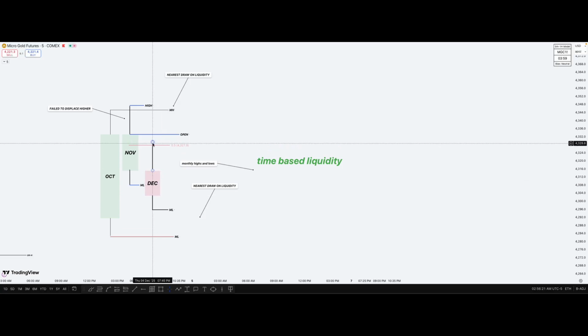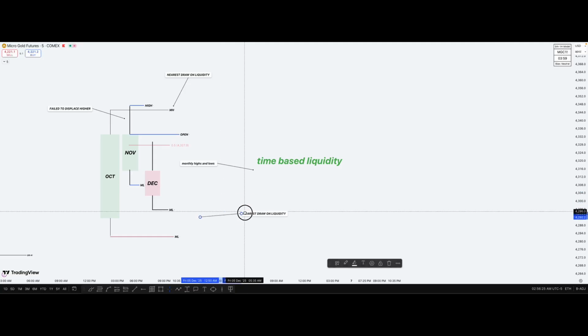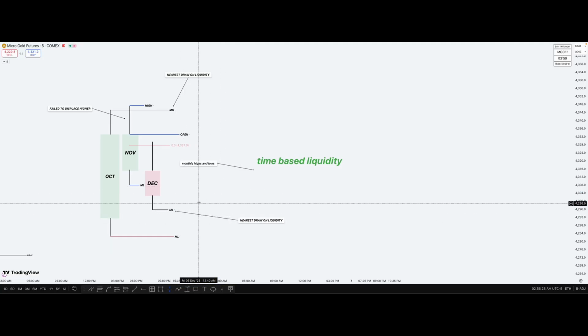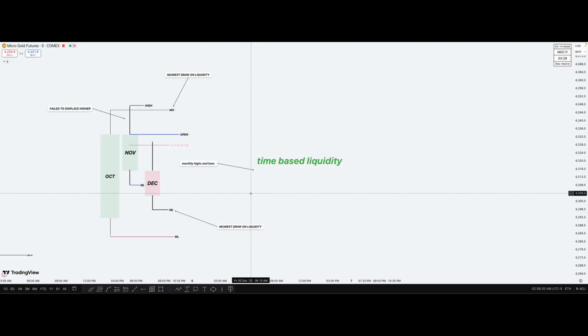So again, अगर हमें displacement मिल गया है ना, तो हम क्या देखेंगे? हमारा nearest drawn liquidity है this one right now. So what is the next thing that we will see?